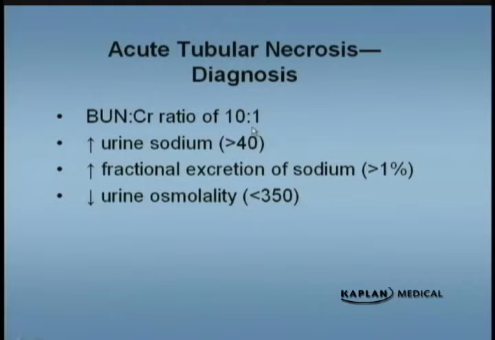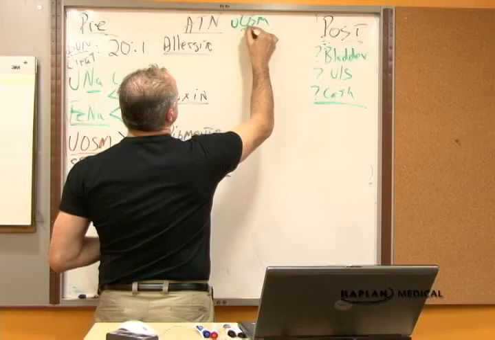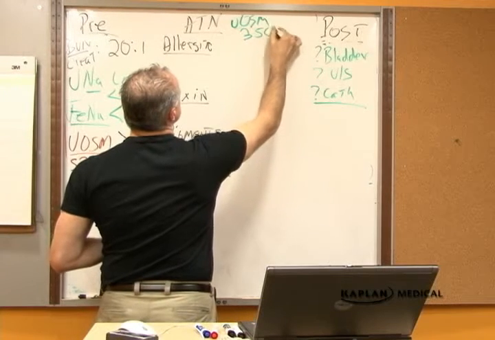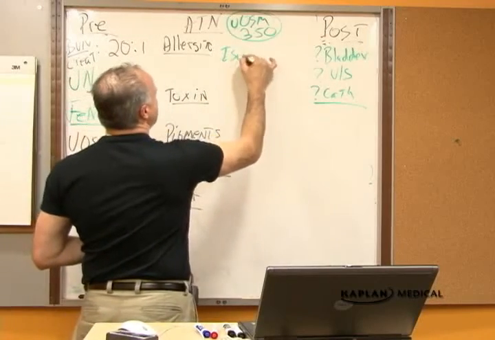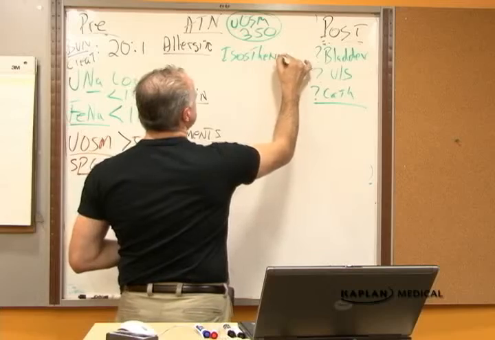So in acute tubular necrosis, the BUN and creatinine ratio, instead of 20-to-1, will be closer to 10-to-1. The urine sodium, instead of being low, is going to be high. And in all these tubular damages, acute tubular necrosis, the urine osmolality is going to be similar to serum osmolality. That's called isostenuria.